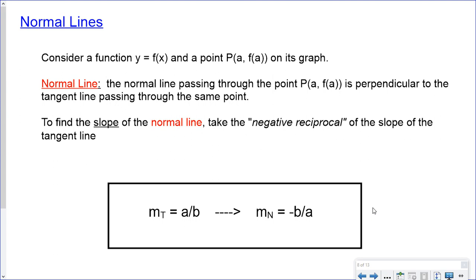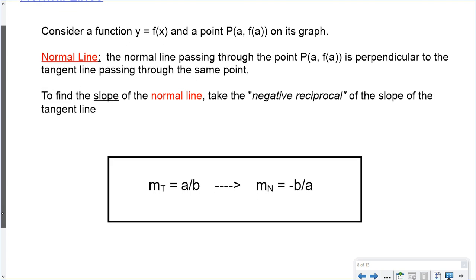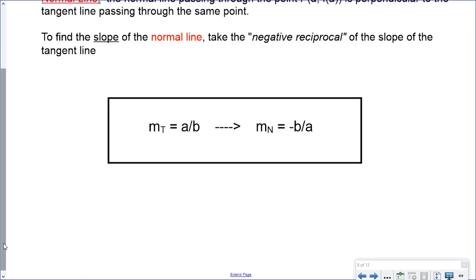Okay, normal lines. We talked about normal lines, and I have to go back and edit that page here. So consider the function. Again, we go through, we find the slope. And when we want to find the equation of the normal line, we just flip it and make it negative reciprocal. Okay, that's not a problem.